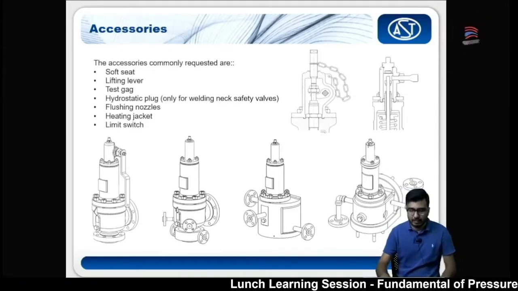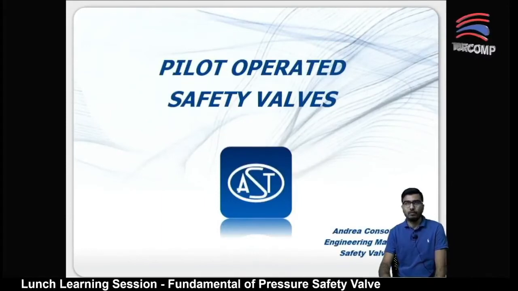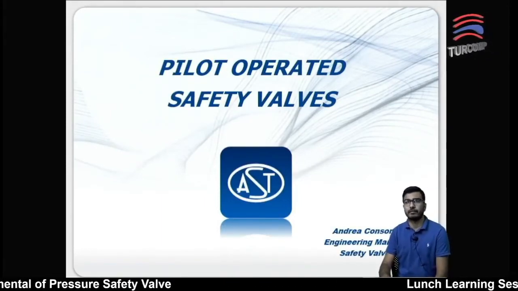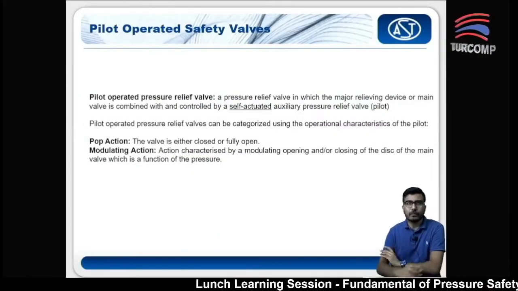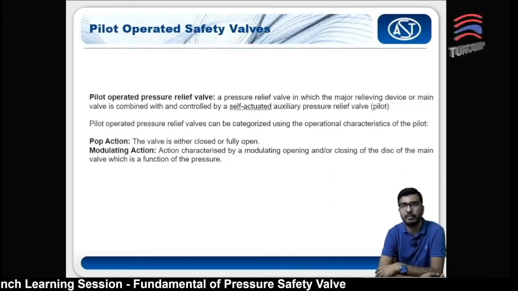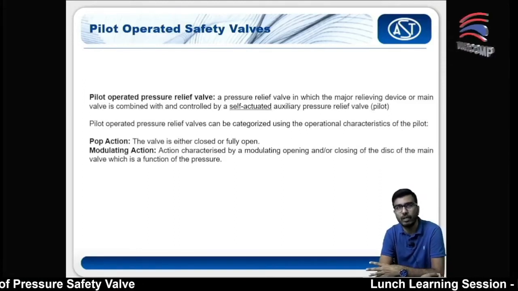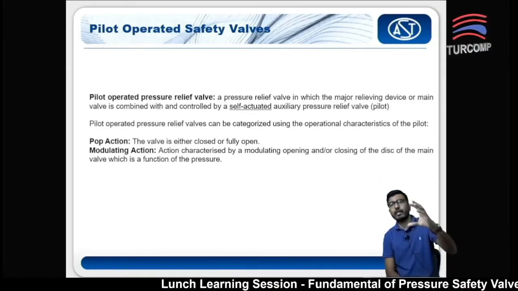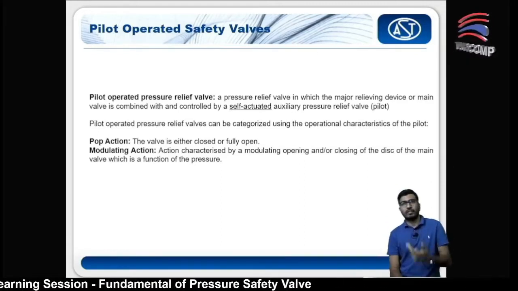So we are running a little bit out of time, gentlemen, so I will move on. So let's just look at the second type of relief valve. So this is the pilot type. A pilot operated relief valve is actually a pressure relief valve, which is a major relieving device or valve combined with control by a self-actuated auxiliary pressure relief valve. So this is what I say, you have a pilot valve controlling your main valve. The pilot valve is something like a conventional valve.